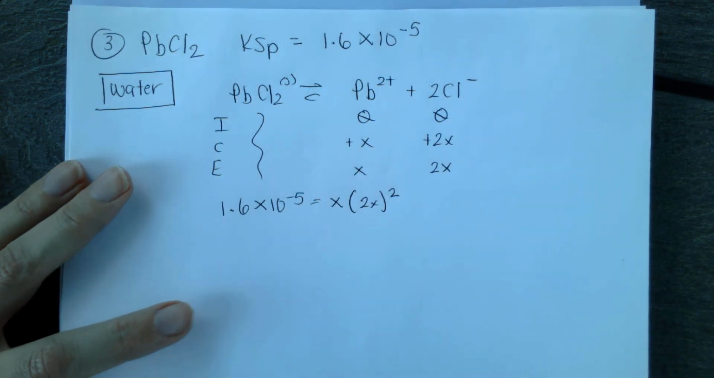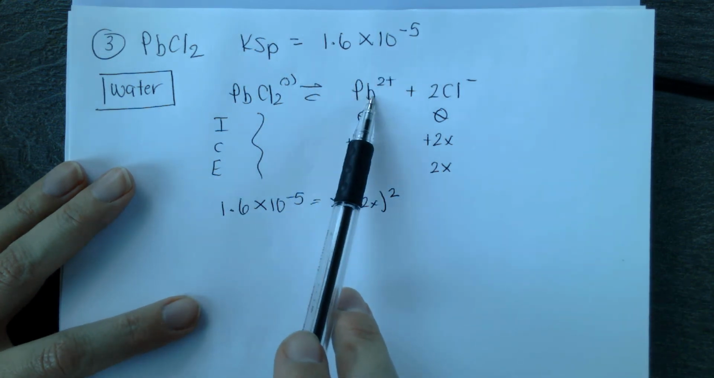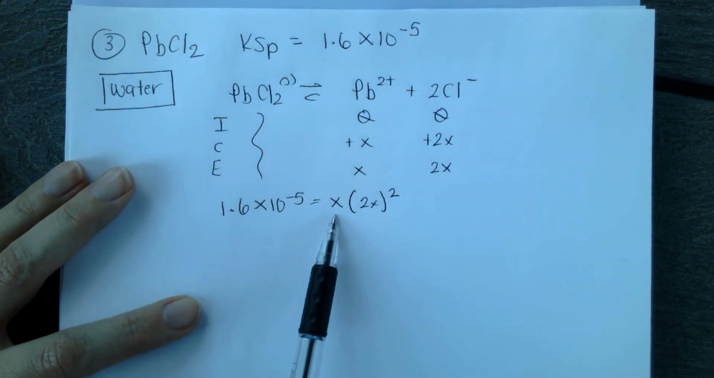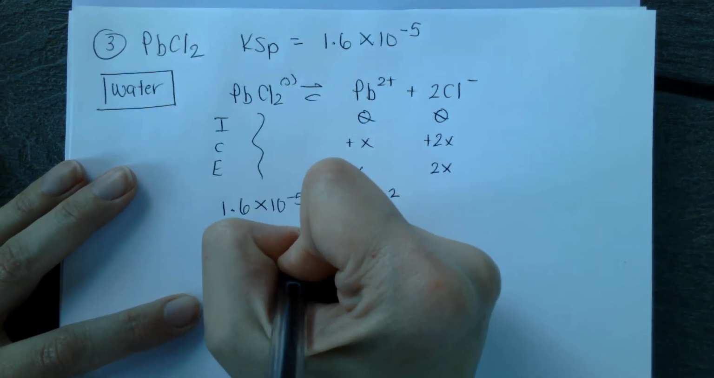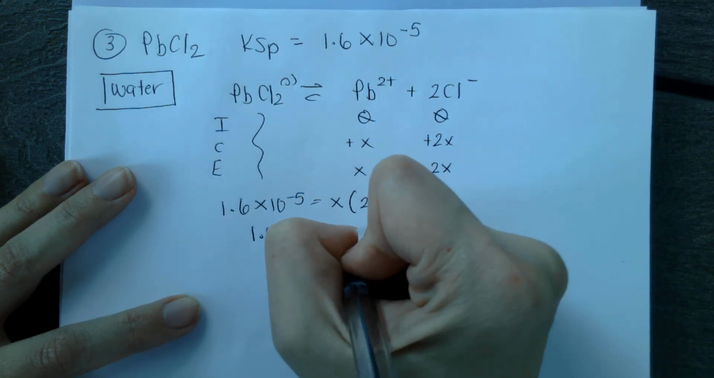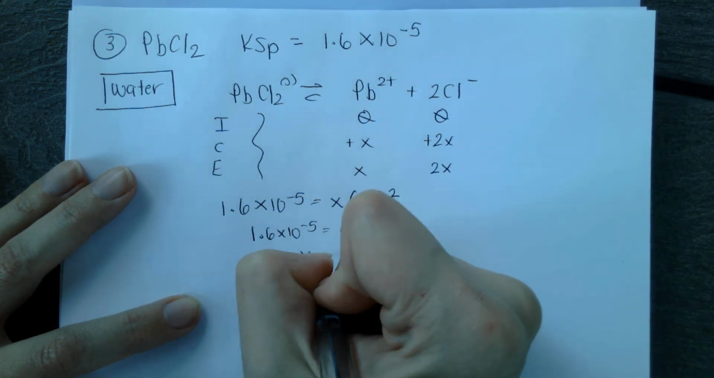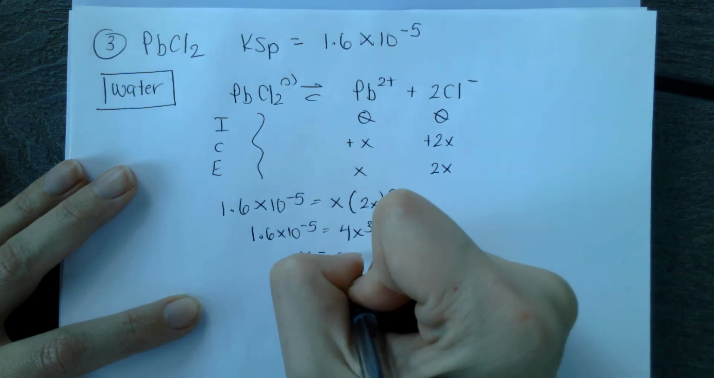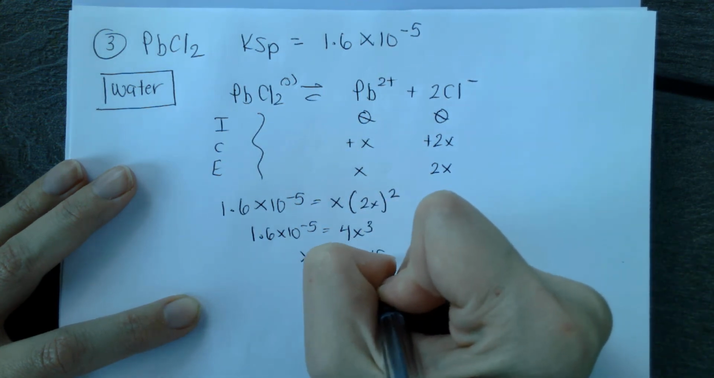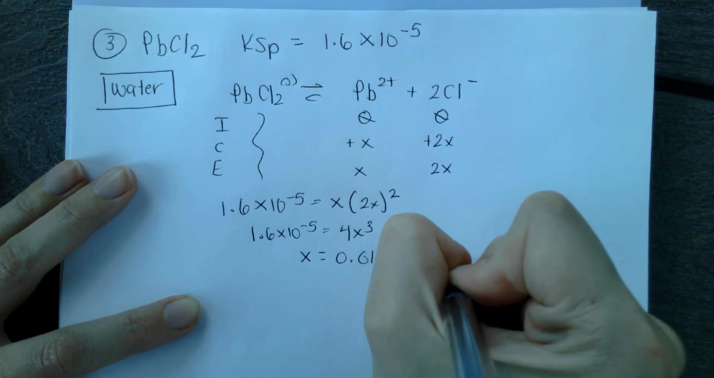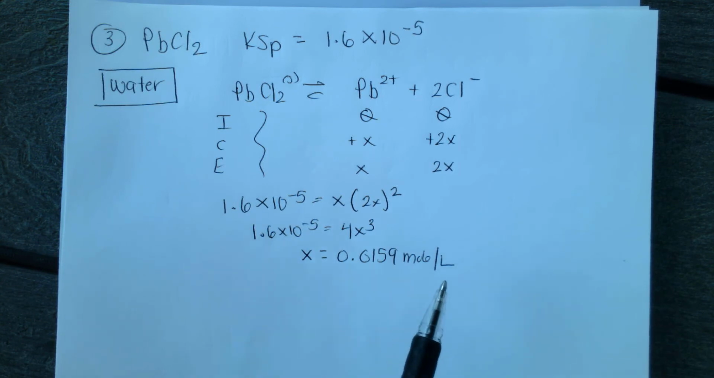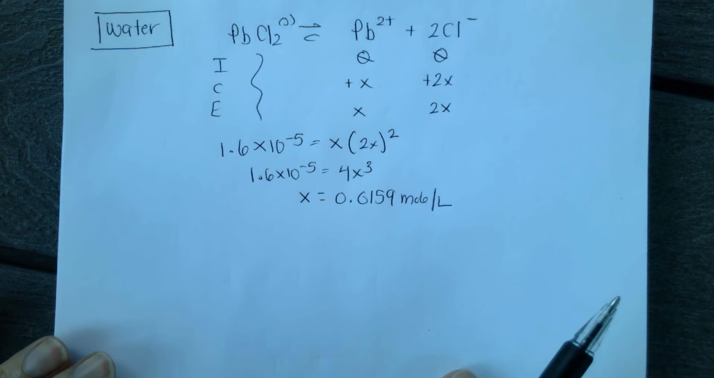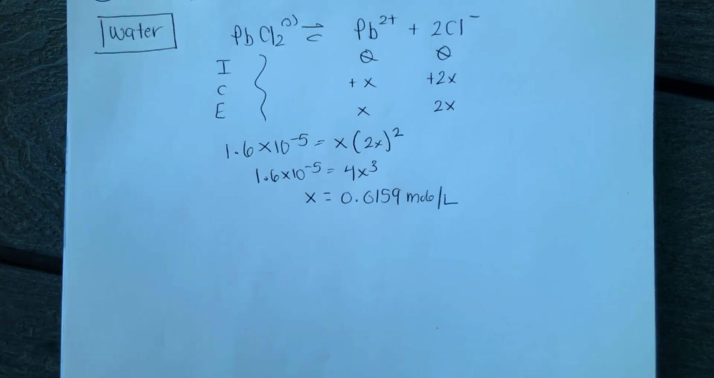Okay, so same setup as before because we have one cation, two anions, so we get the first power, raised to the second power. So we get 1.6 times 10 to the minus 5 equals 4x cubed again. And now x is equal to 0.0159 moles per liter. Okay, so that's how much lead chloride we would expect to dissolve in 1 liter of water, 0.0159.